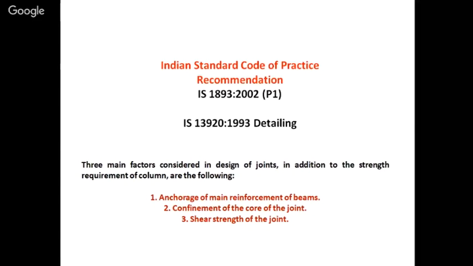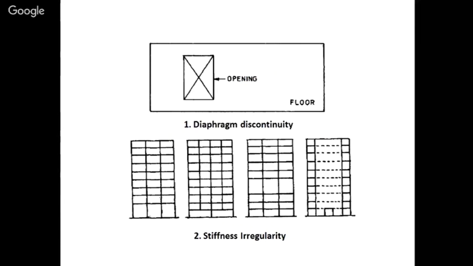Anchorage of main reinforcement of beams inside the joint. Second one, the confinement of the core of the joint. Third one, the shear strength of the joint. These three play a very, very important role during an earthquake.